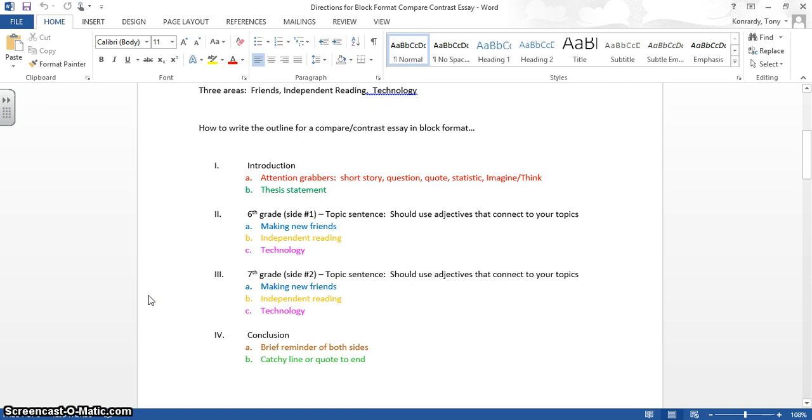If we are going to stay in the block format, it's very important that numbers 2 and 3 are the same. When we look at 6th grade, we talk about making new friends, independent reading, and technology. Then when we go to 7th grade, we also talk about making new friends, independent reading, and technology. Notice that A, B, and C in both 6th and 7th grade stay in the same order. This is the order that they will appear in your paragraph.